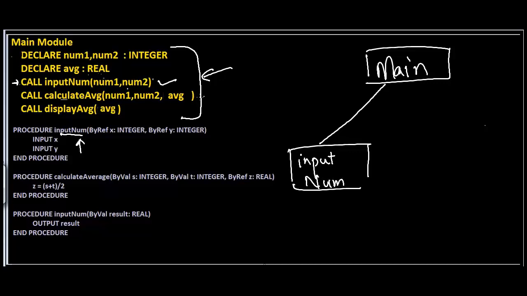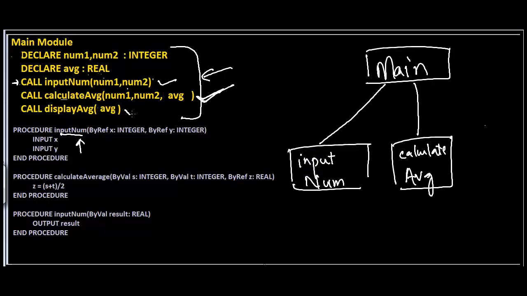After this, the second procedure that's being called is calculate AVG. So after input num, the second procedure being called is calculate AVG, and once this procedure is executed, the third procedure that is called is display AVG. So our structure chart is this.